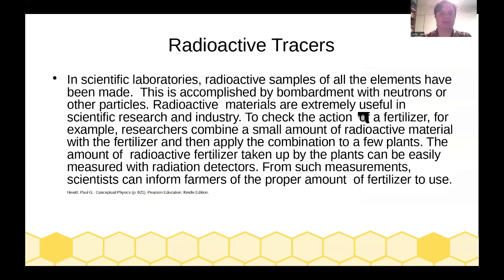In scientific laboratories, radioactive samples of all the elements have been made. This is accomplished by bombardment with neutrons or other particles. Radioactive materials are extremely useful in scientific research and industry.